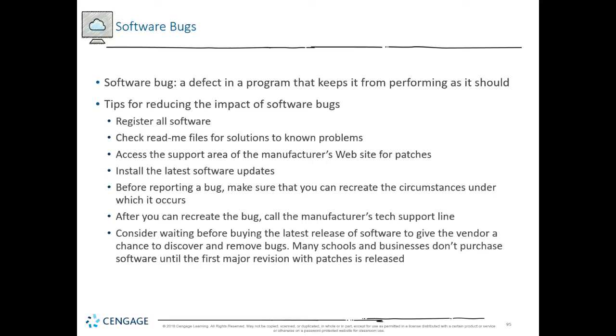Register all software. Check README files for solutions to known problems. Access the support area of the manufacturer's website for patches. Install the latest software updates. Before reporting a bug, make sure that you can recreate the circumstances under which it occurred. After you can recreate the bug, call the manufacturer for help.